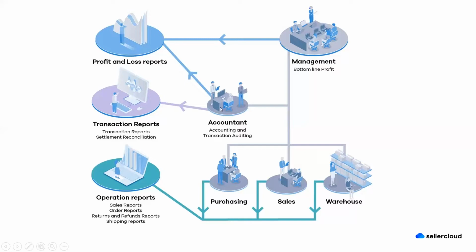Then we have accountants. Your accountant is in charge of accounting and transaction auditing to help keep their books straight. So they would also use the profit and loss reports, but in addition to that, and that way you can keep accurate financial records. And if you see over here, the transaction reports include the transaction report section and a settlement reconciliation report section, which allows you to reconcile the channel settlements with the transactions as part of an auditing process.